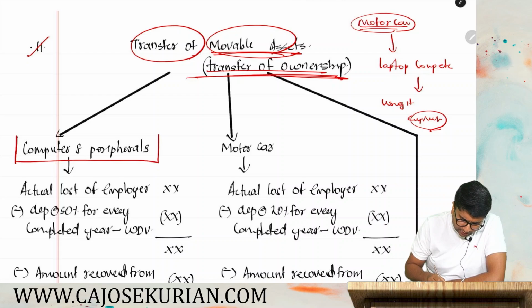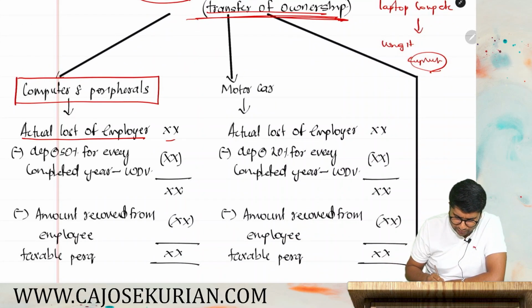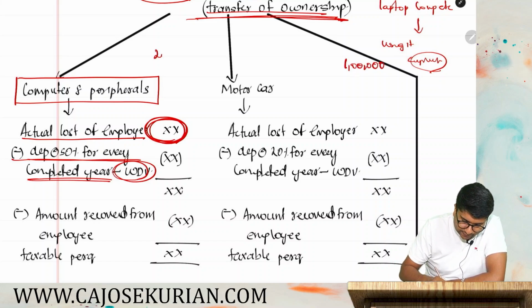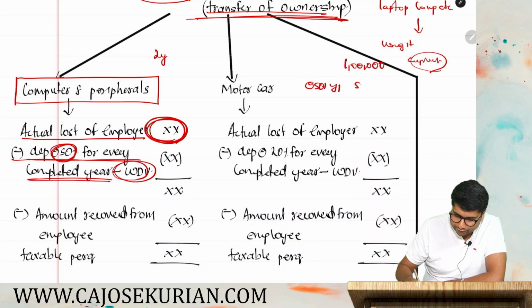If it is a computer or a computer peripheral like a printer, scanner, etc., then you compute the actual cost to the employer. Then you deduct 50% depreciation for every completed year on WDV basis. Say for example, the employer purchased a particular computer for 1 lakh rupees and used it for 2 years. Then what you need to do? You need to deduct depreciation from the value of rupees 1 lakh. How do you deduct? At 50% for every completed year. That means 50% for year 1, that is 50,000 rupees, so the balance value will be 50,000 rupees.